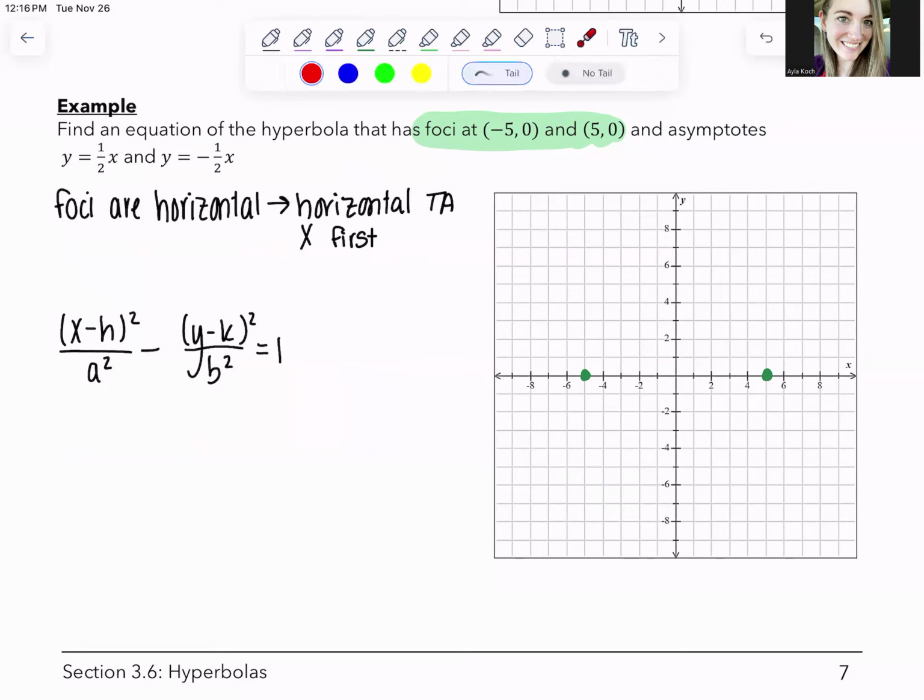I know that my center should be smack dab in the middle of these guys. And I know that it was like 5 units this way, 5 units this way. Smack dab in the middle is going to be right here. Right there, smack dab in the middle. That's the center. The center is at (0, 0).